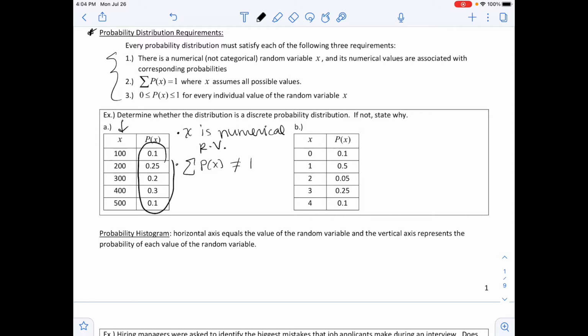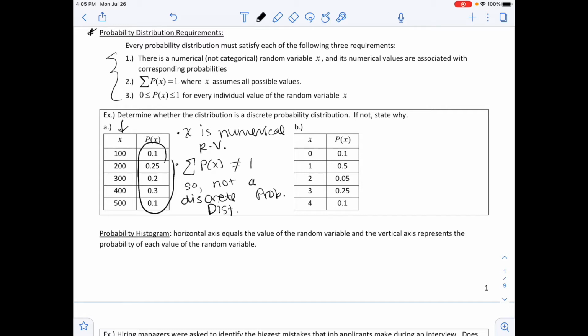Since the sum of the probabilities is not equal to 1, we know that this is not a discrete probability distribution. So we do not need to check that third requirement, since we know that this is not a discrete probability distribution, since the second requirement was not met.